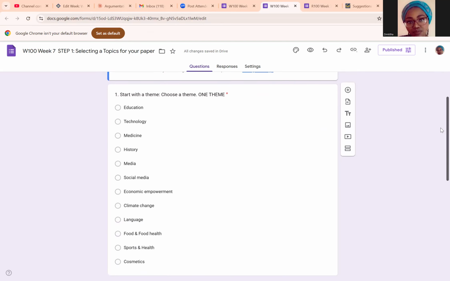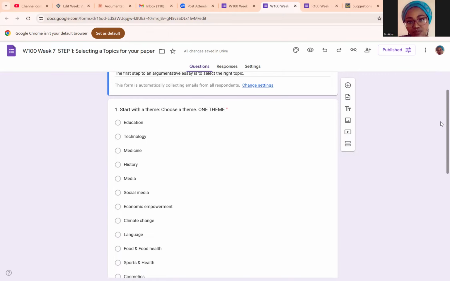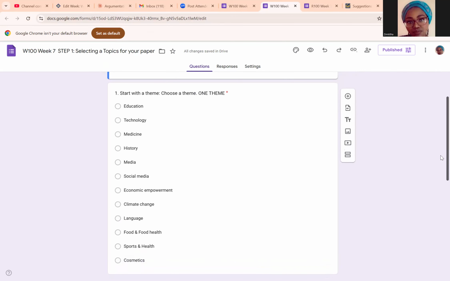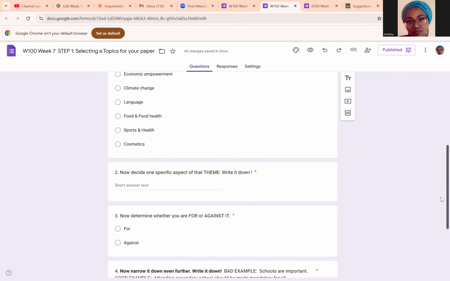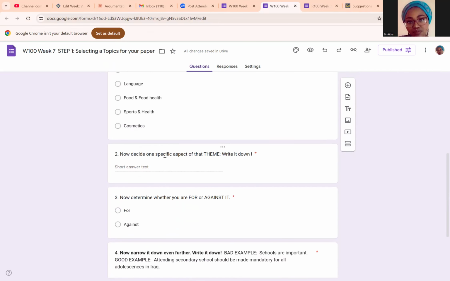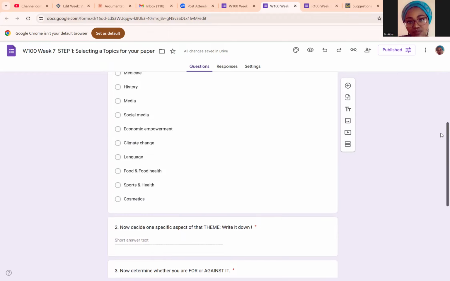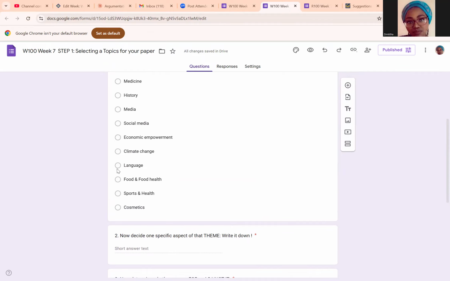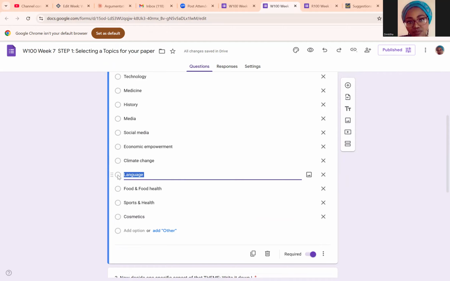Start with a theme. Choose a theme. As you can see, these are all broad themes: education, technology, medicine, history, media, social media. Those are very, very broad themes. Pick one. What interests you? What stimulates you? Okay. What do you actually have very good background knowledge in? You click on one, just one. All right. Now, the next part, now decide one specific aspect of the theme. Write it down. For example, let's say I choose something like language. I'm going to say language. All right.